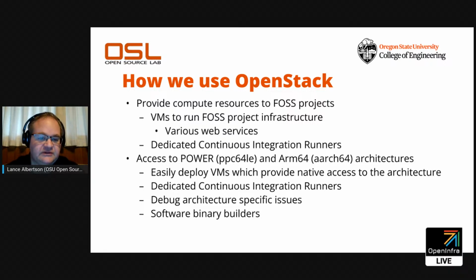So we've partnered with IBM on the Power side and Ampere Computing with the ARM64 systems. This allows us to easily deploy VMs and provide native access, or at least near native access, on the architectures, which has really been important for those ecosystems. Because some of these systems, at least on the Power side, are really expensive and kind of a pain to maintain. So we take that off of everybody, and we can just say, you need access to this, we'll spin up a VM really quick.